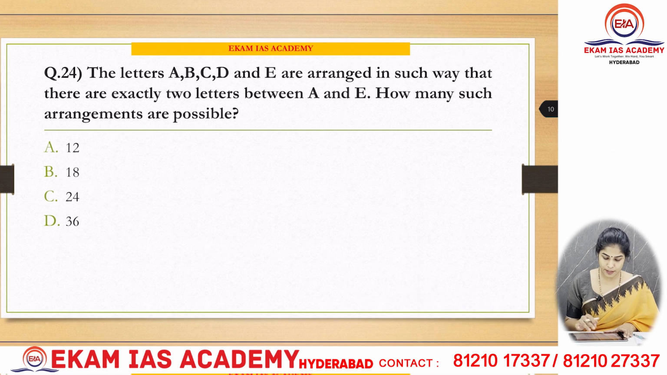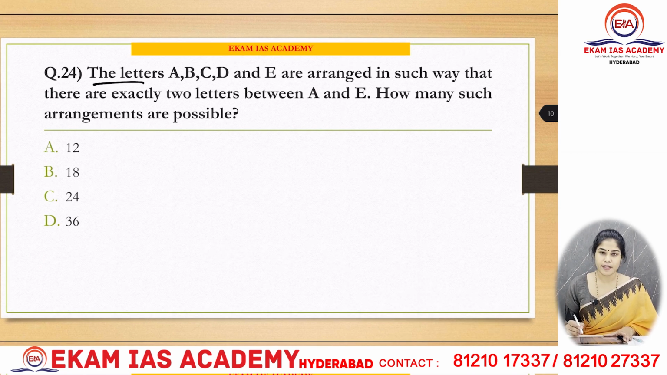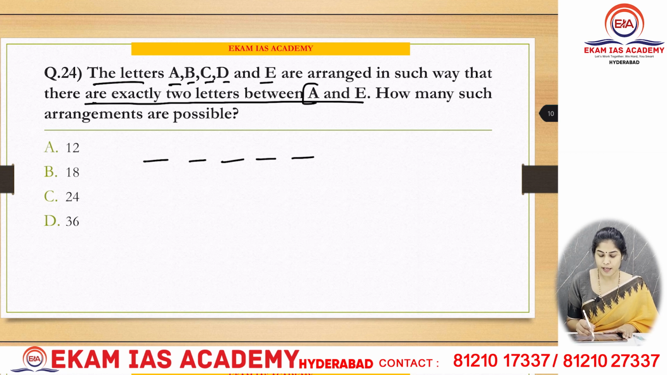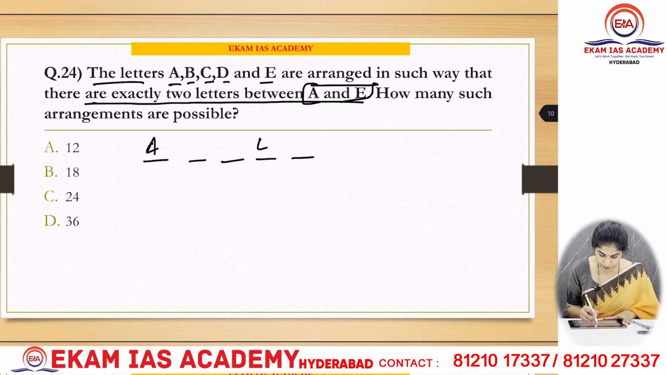Let's go to the next question. The letters A, B, C, D and E are arranged in such a way that there are exactly 2 letters between A and E. How many such arrangements are possible? So there are 5 positions, right? 1, 2, 3, 4, 5. And he is telling there are exactly 2 letters in between A and E. So it is possible A and E, right?